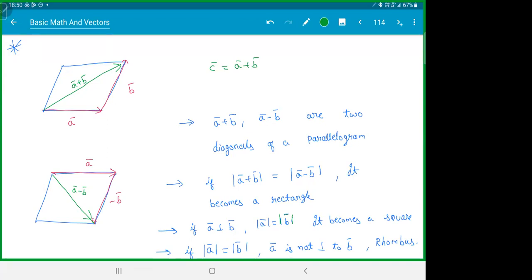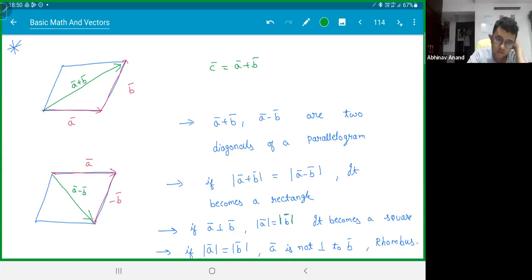Is all clear with this thing? Adrit, Mehan, Abhinav, clear, na? Ritu, clear, right? Yes, sir.